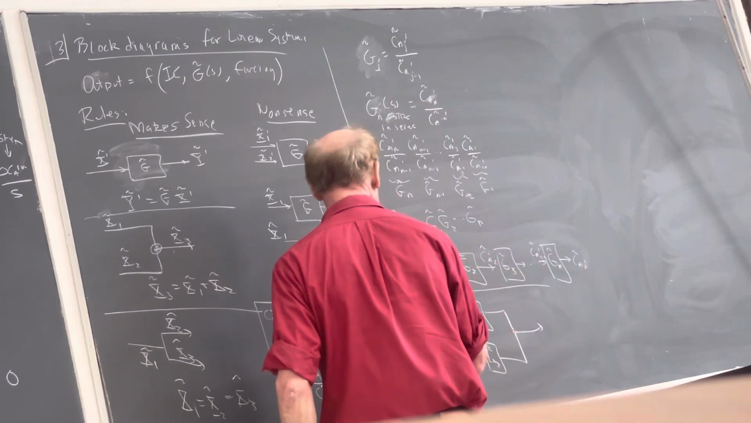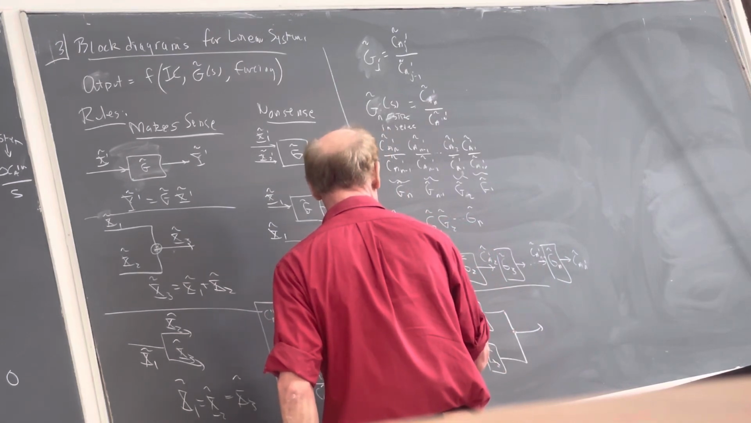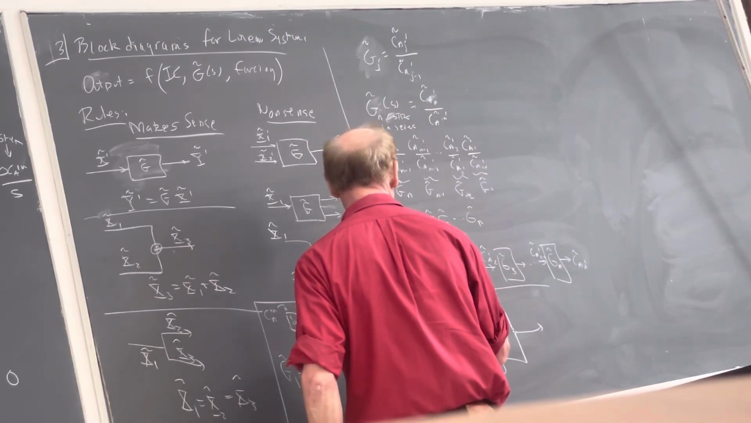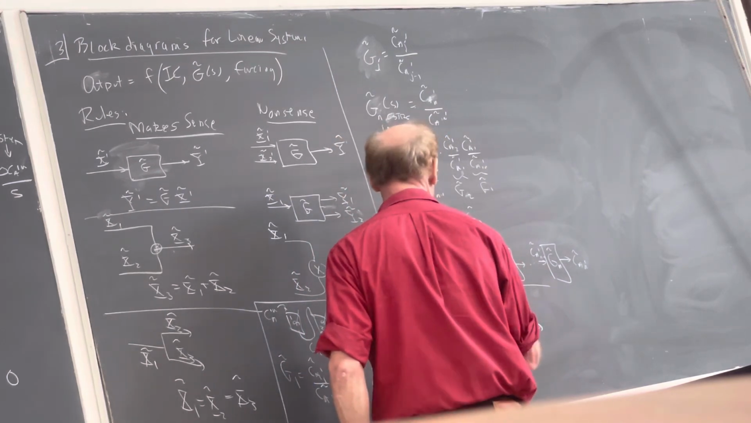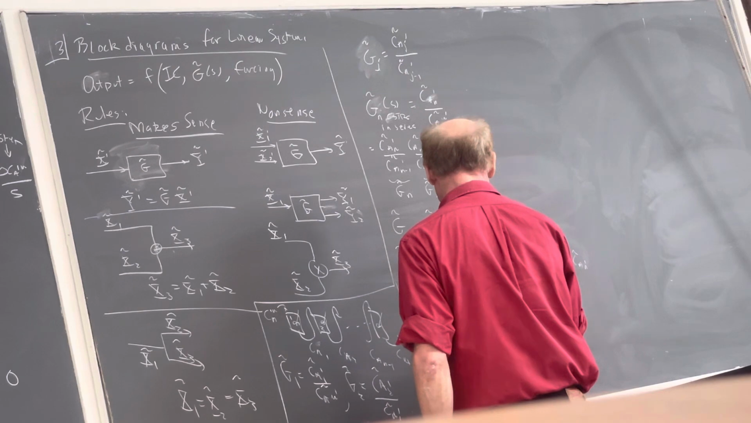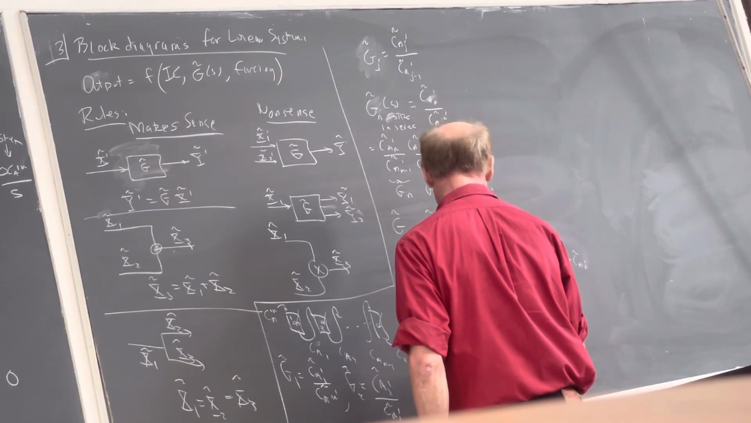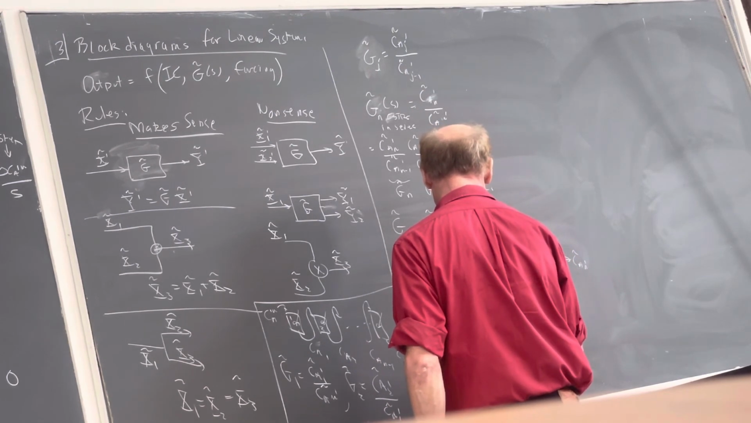So here I'm going to have x1, x2, x3, y1, y2, y3.